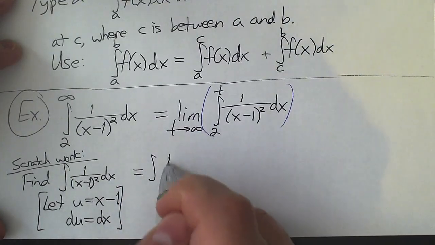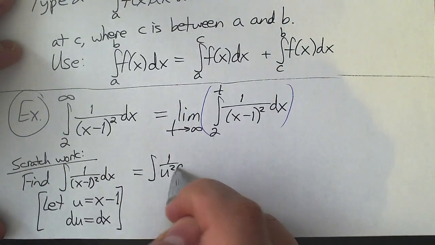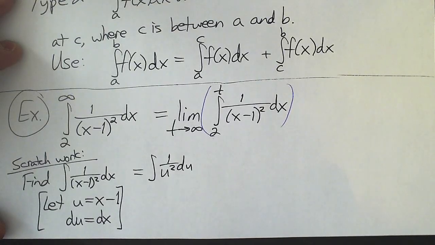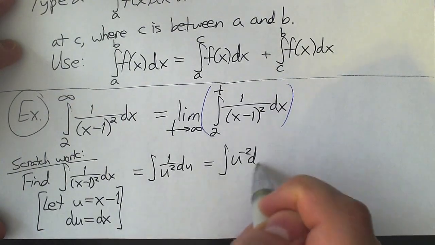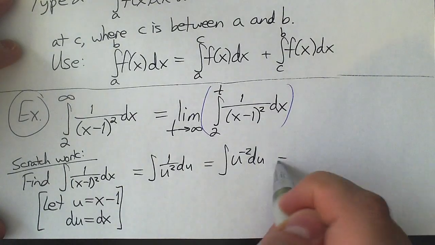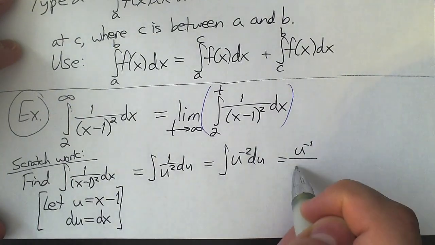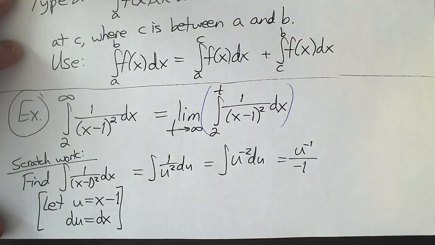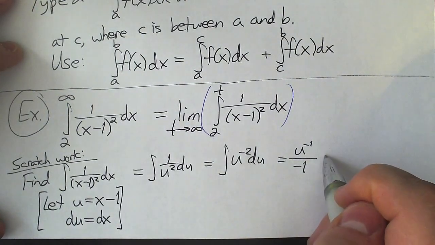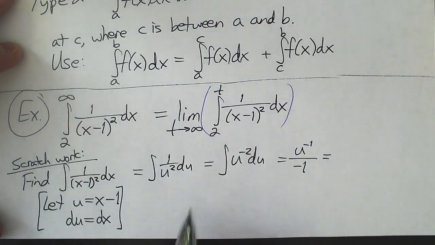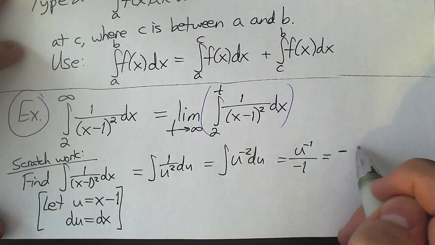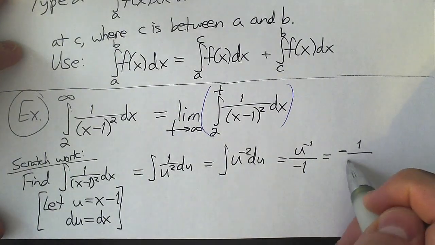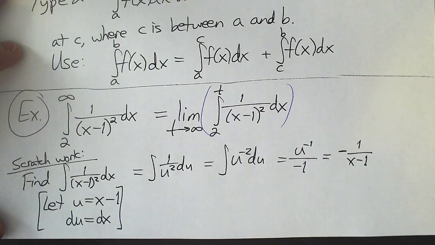So this could be thought of as 1 over u squared du, which is the same as u to the negative 2 du. So this is the power rule. We did this a minute ago on that other problem. So what have we got here? I guess this is negative 1 over x minus 1 when I get this back into terms of x.